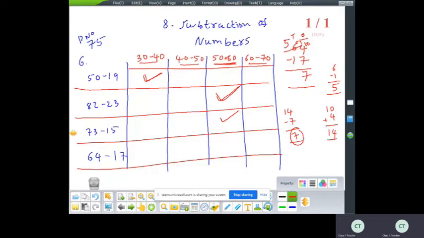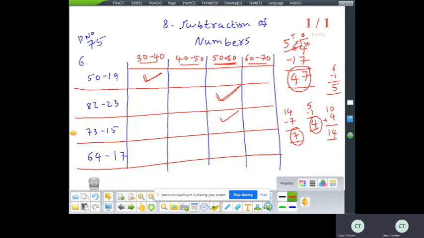Now subtraction on the 10s place. The digits are in the tens place. 5 minus 1 is 4. This answer 4 is written in the tens place. 4 and 7, 47. 64 minus 17 is equal to 47. Our answer is 47. Check these ranges.